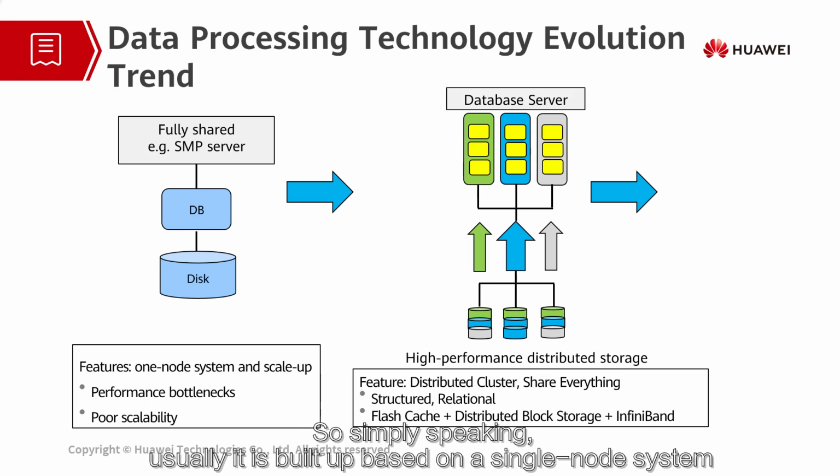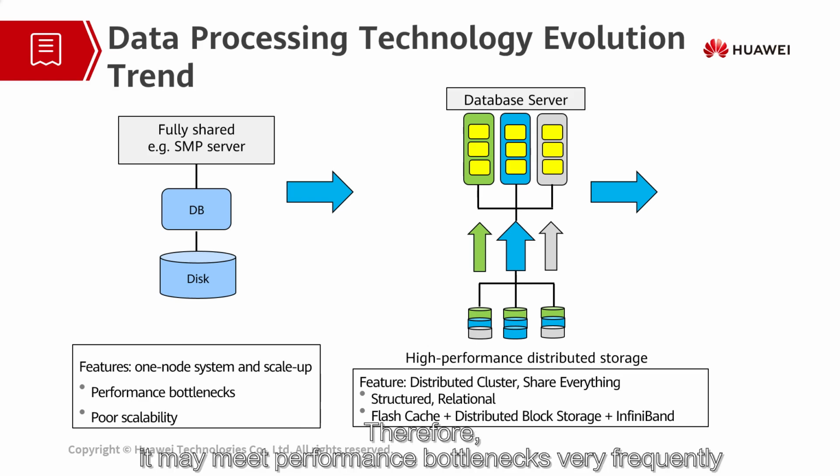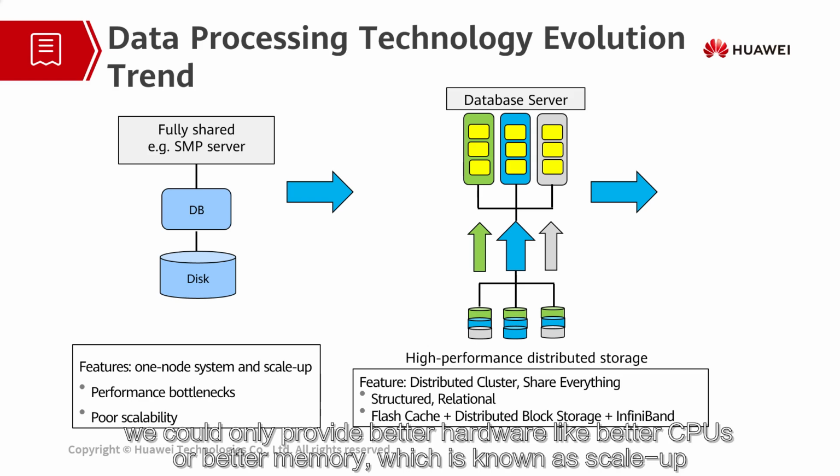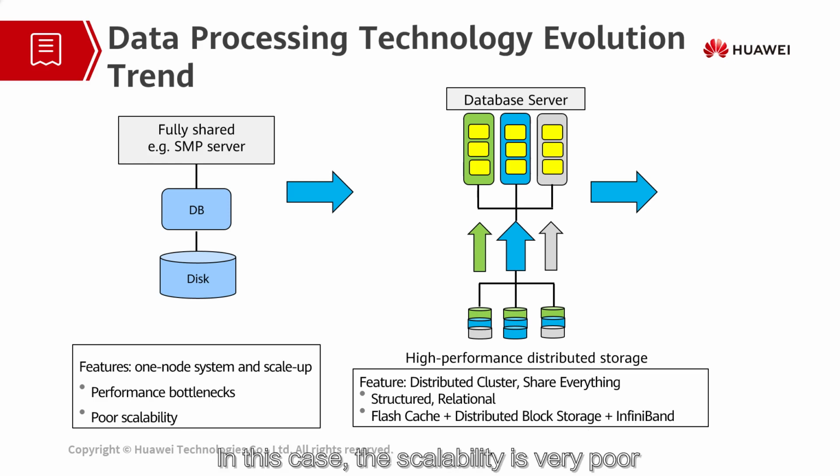So, simply speaking, usually it is built based on a single node system. Therefore, it may meet performance bottlenecks very frequently, and whenever it meets a performance bottleneck, we can only provide better hardware like better CPUs or better memory, which is known as a method called scale up. In this case, the scalability is very poor.